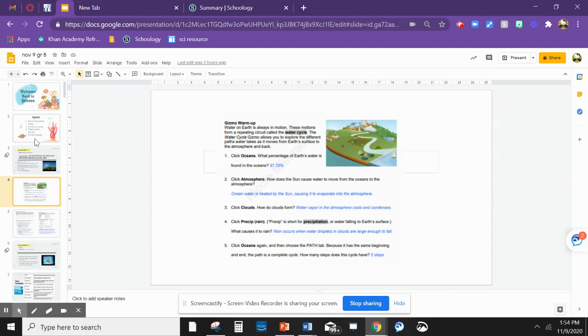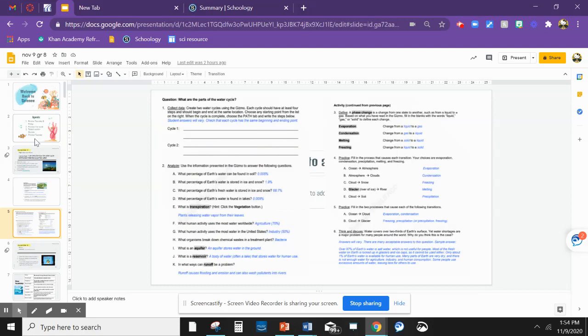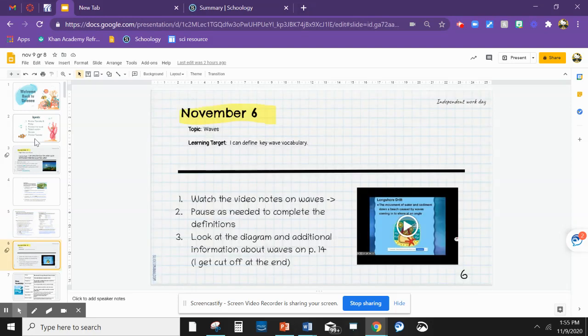The gizmo was looking at the distribution of water and how water moves throughout the world via the water cycle. The first part was looking at the percents in different places. The next part was looking at transitions. Those are really important things to know about the water cycle.